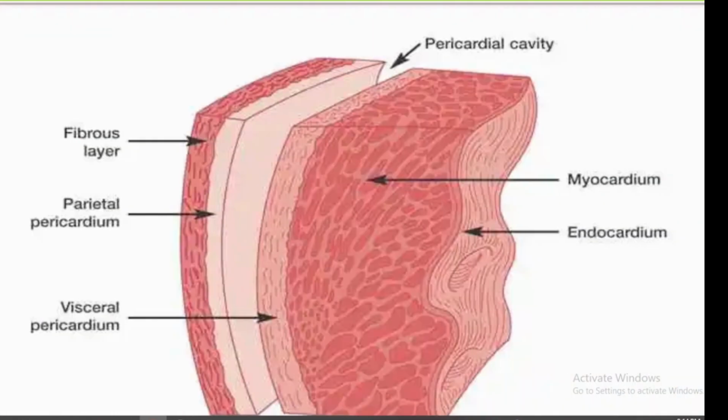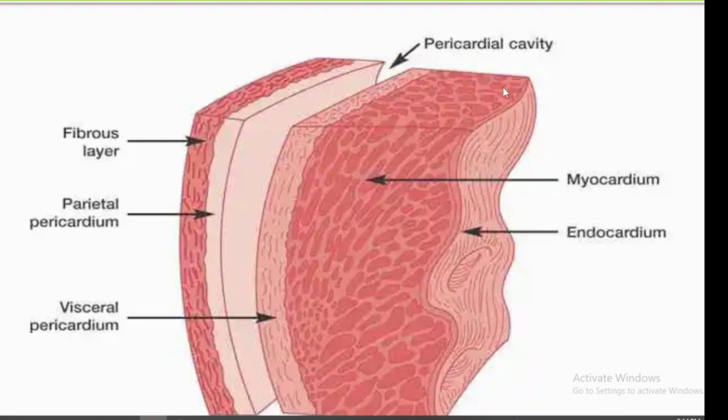Another picture that would help you understand more. All right, so right here, this is what we're talking about. This is the layers of the heart, the complete heart. So we have our fibrous layer out here. Do you understand? Then we have our what? Our parietal layer. So the fibrous layer, the parietal pericardium, and the visceral pericardium, they are all making what? The pericardium. Do you understand?